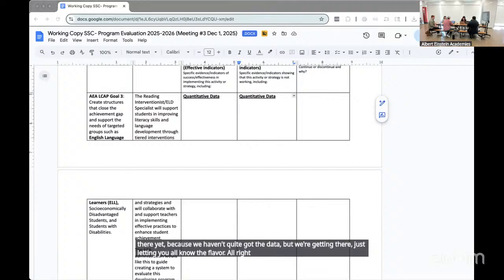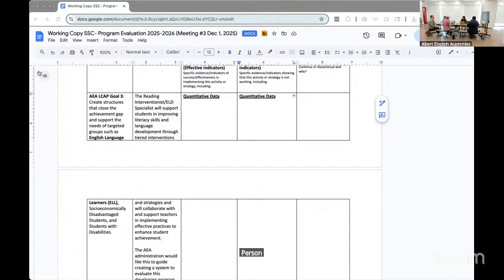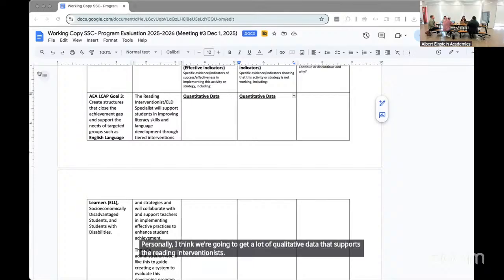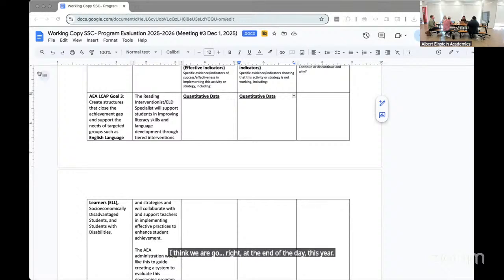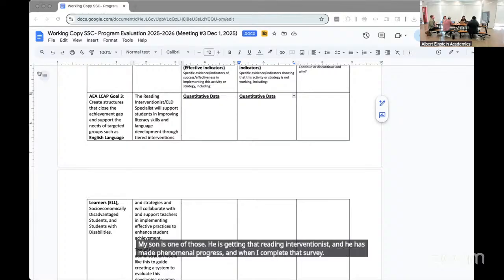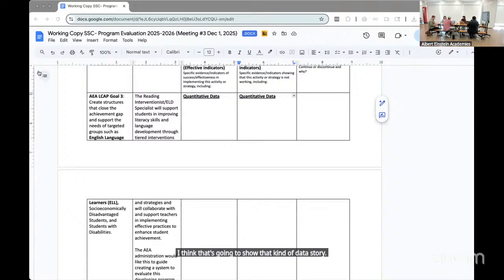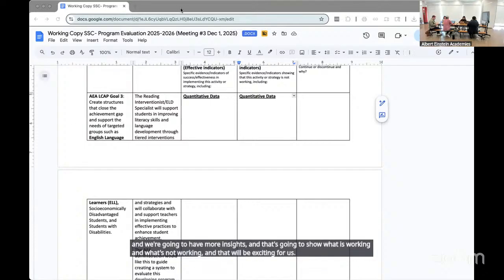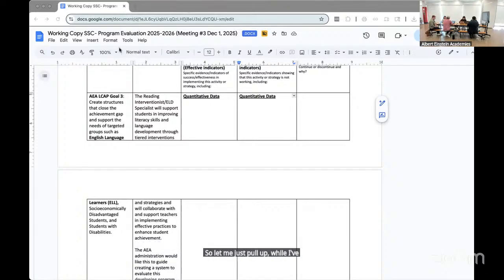All right, now, Lucas, would you like me to bring up the survey? Because I think, personally, we're going to get a lot of qualitative data that supports the reading interventionists. At the end of the day, this year, we've spent the whole of the funds on reading interventionists in elementary school. My son is one of those. He is getting that reading interventionist and he has made phenomenal progress. And when I complete that survey, I think that's going to show that kind of data story, and we're going to have more insights, and that's going to show what is working and what's not working. And that will be exciting for us. So let me just pull it up while I've got screen shared from Lucas, the draft survey.